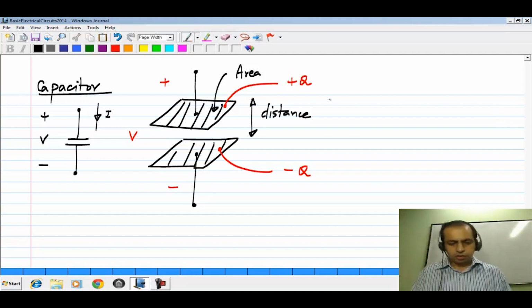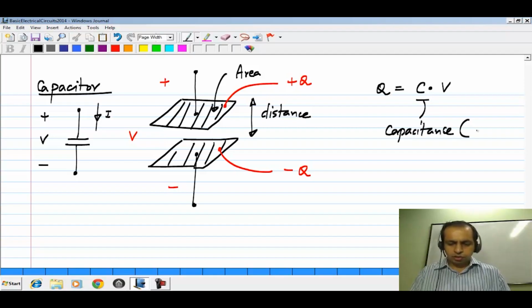And the relationship between Q and V happens to be linear with a proportionality constant C, which is called the capacitance. C is the capacitance measured in farads. So what it means is, if you have a 1 farad capacitance, you apply 1 volt across it, there will be 1 coulomb of charge on each of the plates. There will be plus 1 coulomb on the plate which is connected to the positive side of the voltage, and minus 1 coulomb on the other plate.